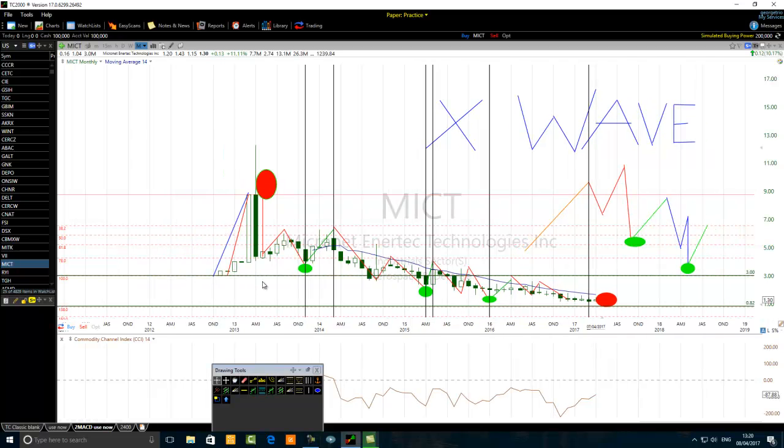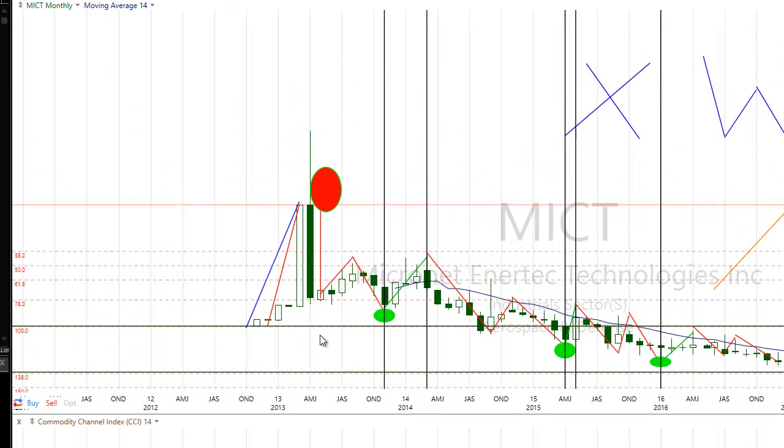So this is about the X-wave. It's the wave that is connecting two or more corrective waves. The X-wave is also a trend that has failed after a correction because the correction is being prolonged. Fundamentals probably were not solid, or the market environment was not viable or bullish.